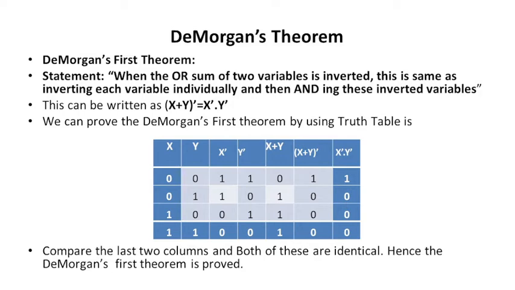The statement of De Morgan's first theorem is: when the OR sum of two variables is inverted, this is the same as inverting each variable individually and then ANDing these inverted variables. So that can be written as (x plus y) whole bar is equal to x bar dot y bar. We can prove De Morgan's first theorem by using the truth table.